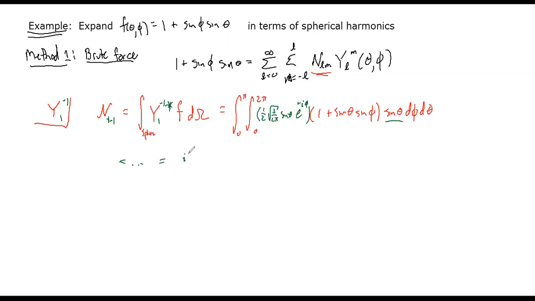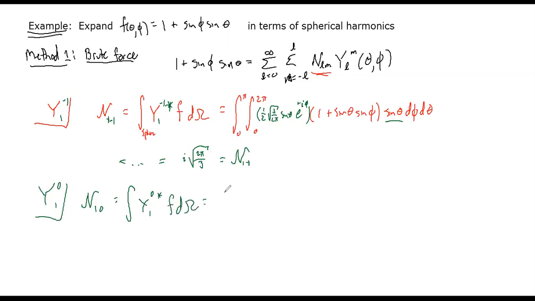And what I end up with is i root 2 pi over 3. Okay, and we would call that n 1, minus 1. Okay, the next one I would do is y 0, 1. And that would tell me how much overlap I would have with the 0, 1 spherical harmonic, which would look like this: Y 0, 1, complex conjugate, f d phi.